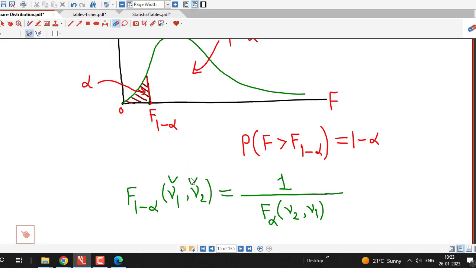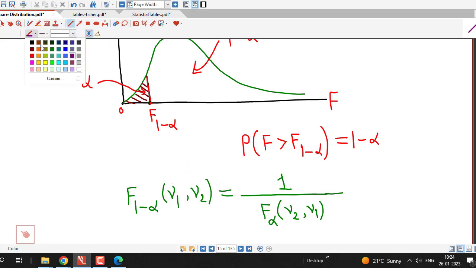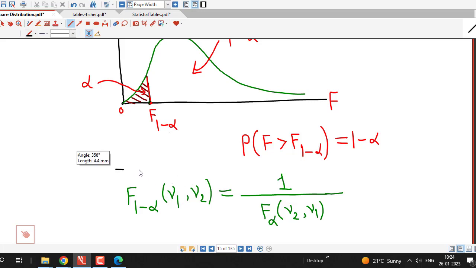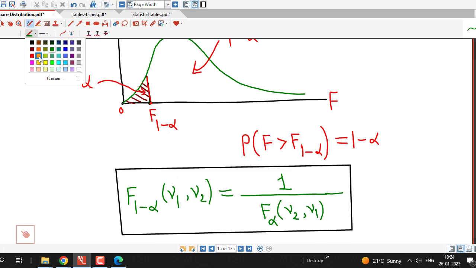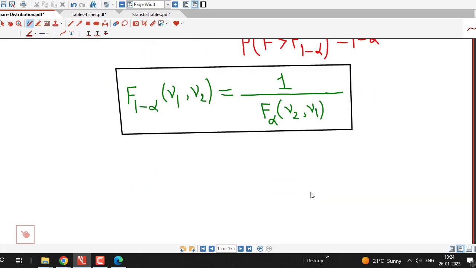Remember this identity, it is very important whenever we are interested in the left tail probability of alpha. We will use this identity: f suffix 1 minus alpha for nu1 and nu2 degrees of freedom is equal to 1 divided by f suffix alpha for nu2 and nu1 degrees of freedom.